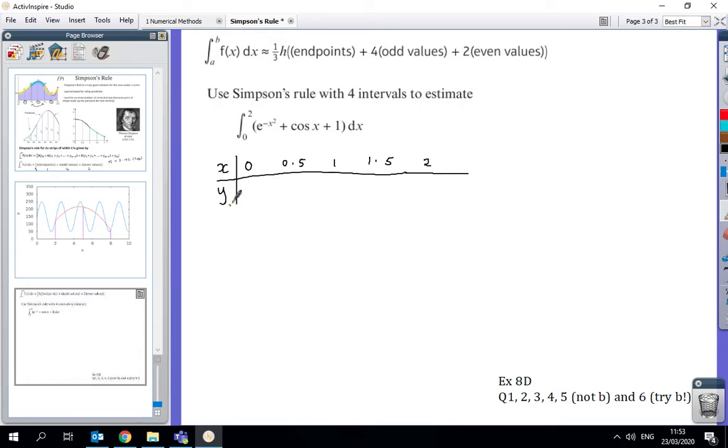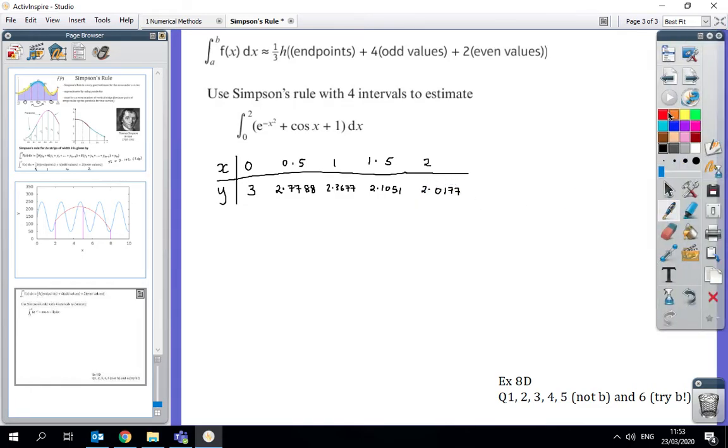So I have, this one is a 3. This one is a 2.778. I'm going to go for 4 decimal places here. This one is 2.3677. Check you've got the same as me, please. This one is 2.1051, and this one here is 2.0177.